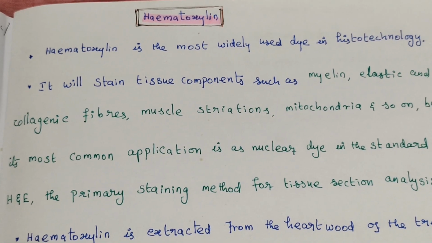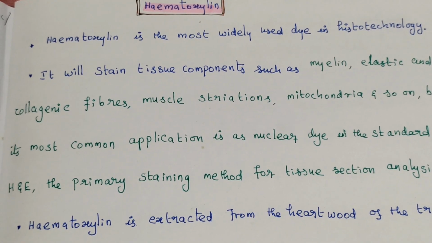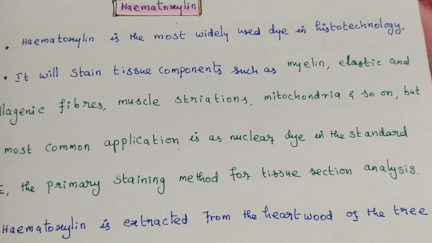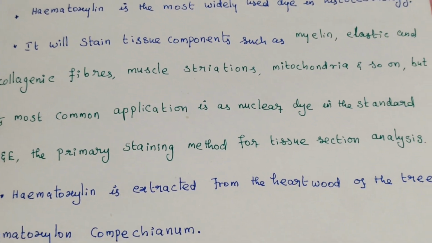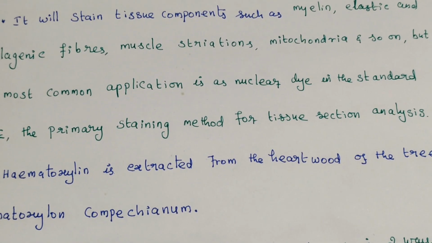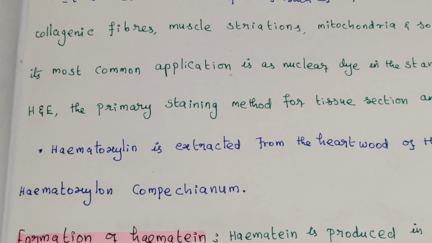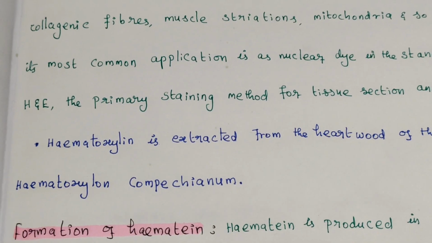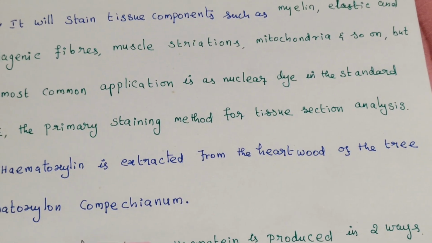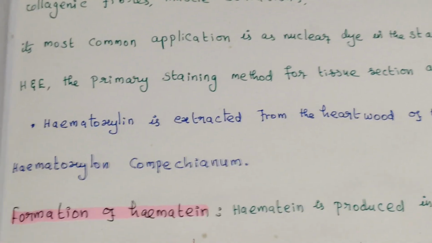So this is a widely used dye. It stains tissue components such as myelin, elastic and collagenous fibers, muscle striations, and mitochondria, etc. But its most common application is as a nuclear dye, in a standard H and E, hematoxylin and eosin staining, the primary staining method for tissue section analysis. So hematoxylin is used for tissue section analysis.